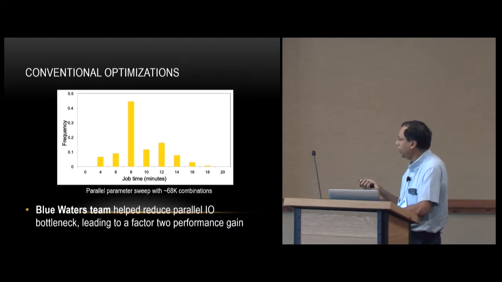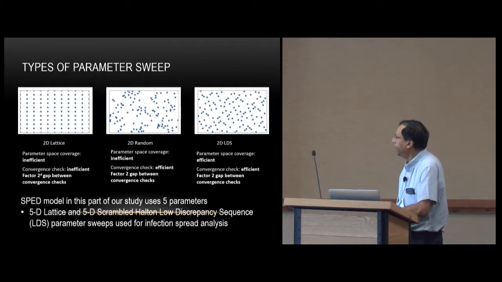Actually, we reduced it to around 20 minutes, but we did it in parallel. It took around 40 minutes due to inefficient parallel I/O. The Blue Waters team helped us reduce it to about 20 minutes maximum. This is a histogram. It's very unevenly distributed. Some simulations take a very short time. Some of them take a very long time. Okay. And so this is a contribution from the Blue Waters team.